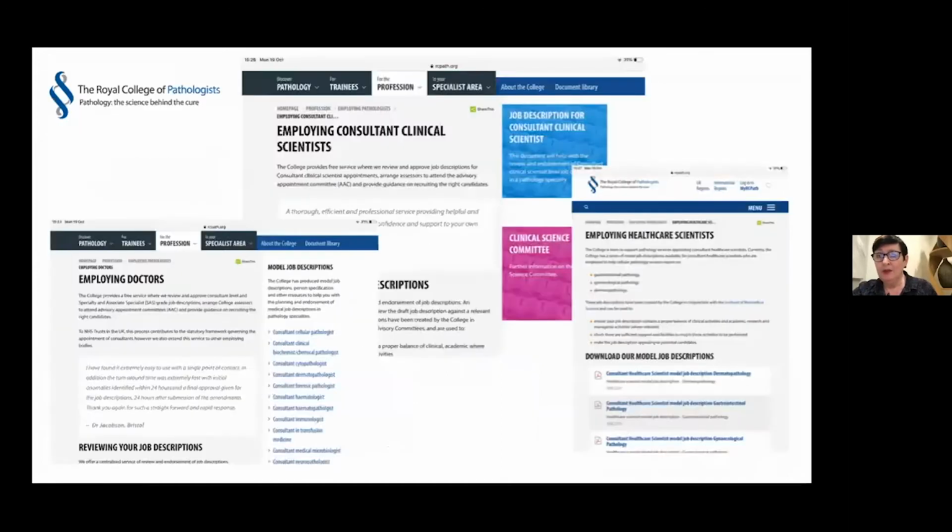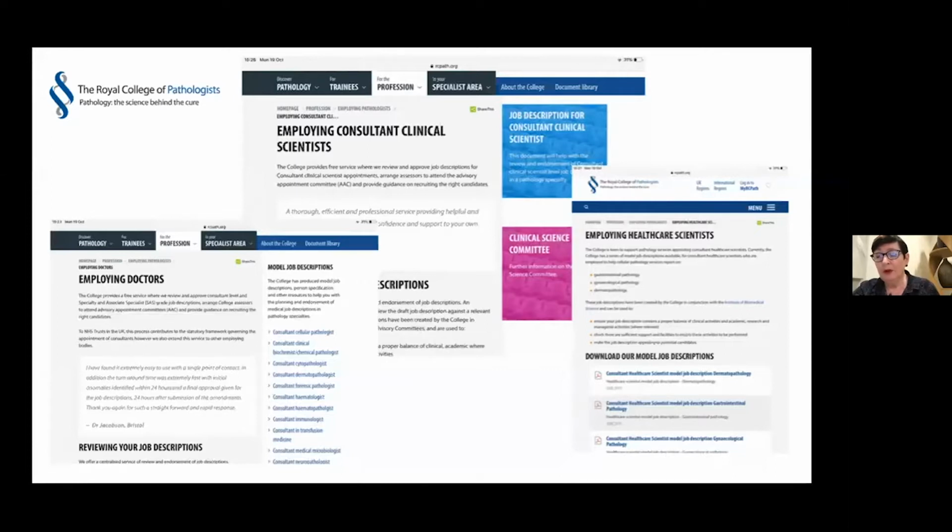Where can you get examples? Of course, you can find really useful information on the RCPath website. And there are model job descriptions for doctors, clinical scientists, and information on this on the IBMS website. There are also, if you Google, often adverts for various jobs, and you can have a look at the job descriptions in there. And you'll start to see which are good ones and which are not so good. There are model ones on our RCPath website too.